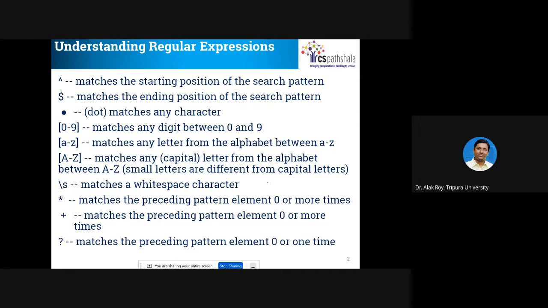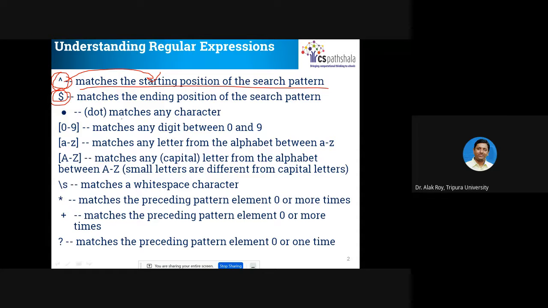Now we are going to a deeper concept in regular expressions. On your computer keyboard, whenever you see the first symbol, the caret, it matches the starting position of the search pattern. Whenever you use the second symbol, the dollar sign, it matches the ending position of the search pattern.